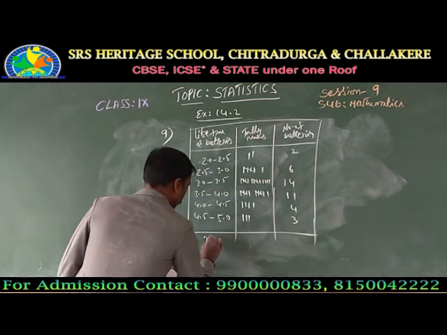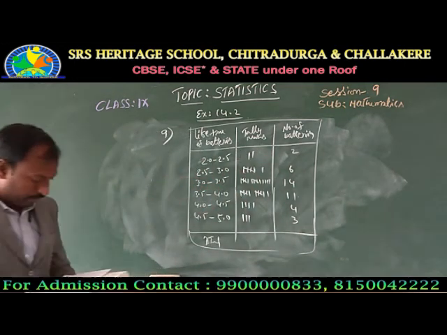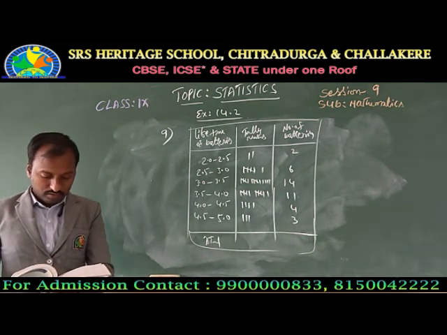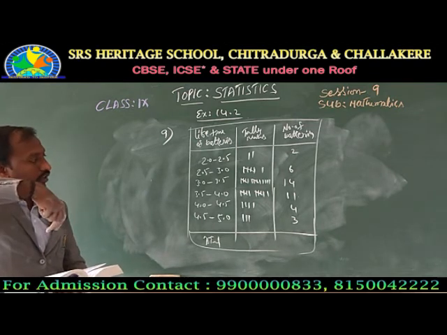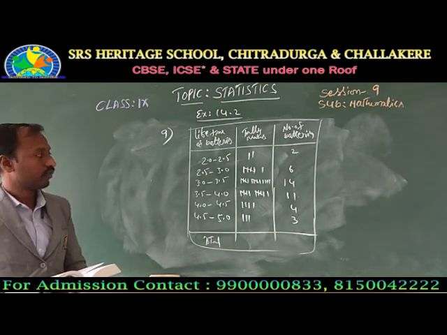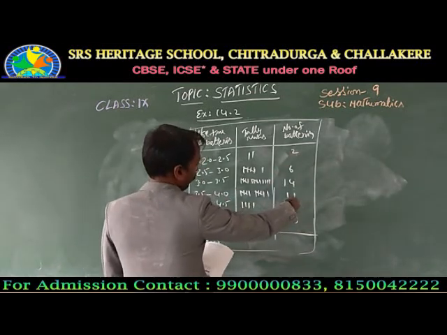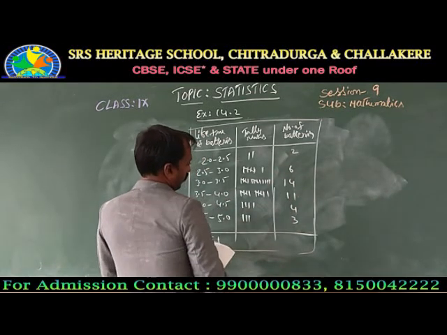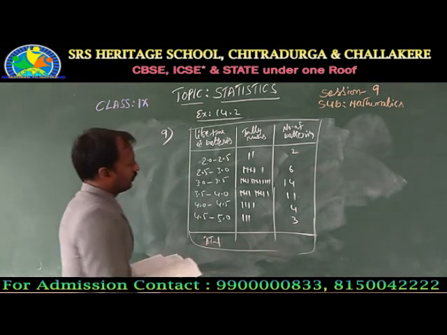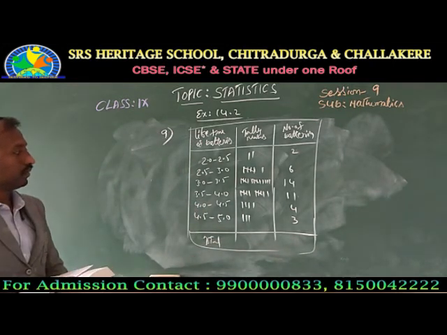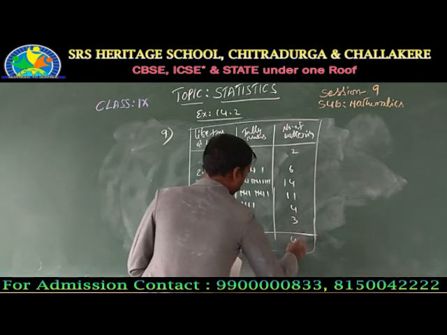If you go for the total, how much will we get? How many lives of 40 such batteries were recorded? So you will get 40. Count it once: 2 and 6, 10, and 14, 20, 20 plus 11, and 4, 3, that is 40.